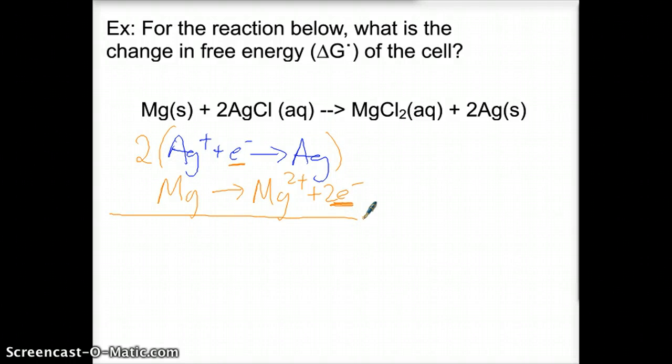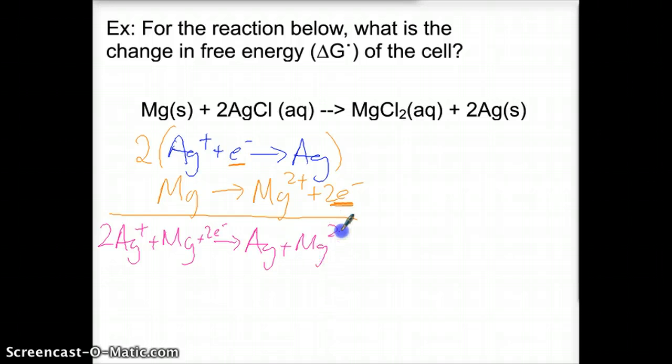So now if I add these reactions together, I'm going to get 2Ag plus magnesium, plus 2 electrons, forms Ag plus Mg2+ plus 2 electrons. Now, these electrons cancel out, so I'm left with the original reaction that's up above, except without the chlorines, because they're spectator ions. Why did I do all that?